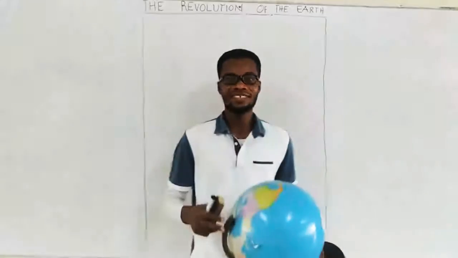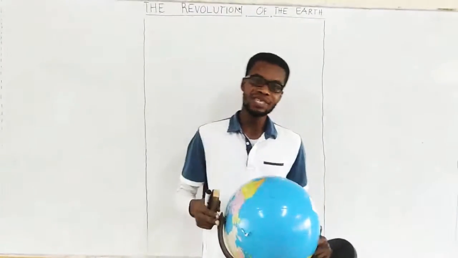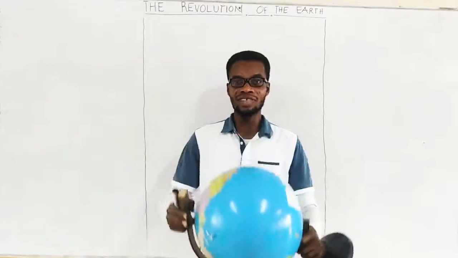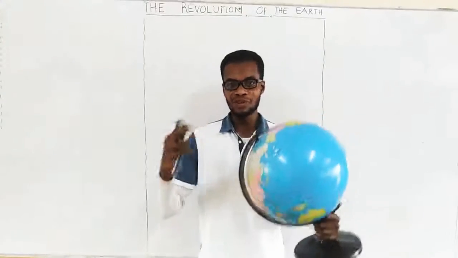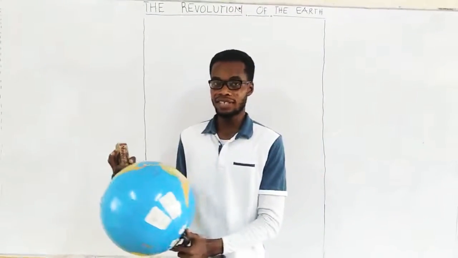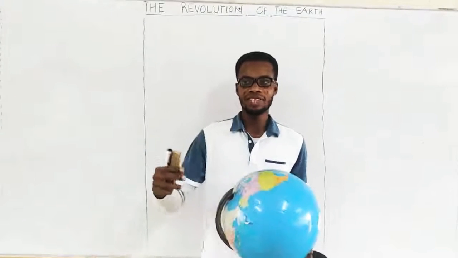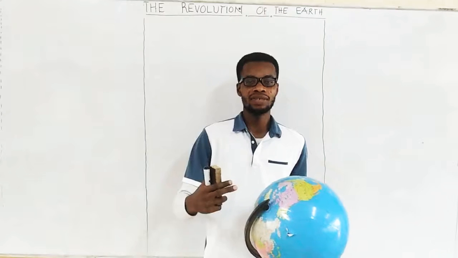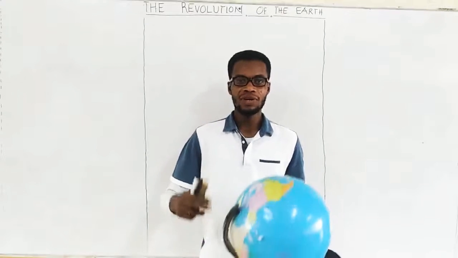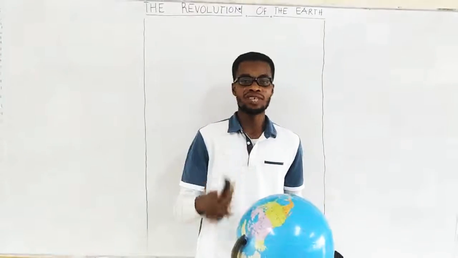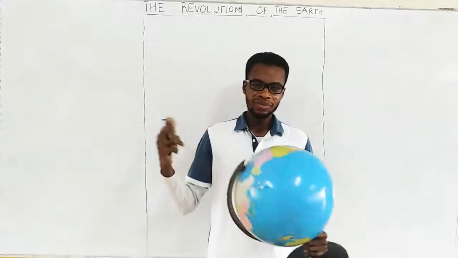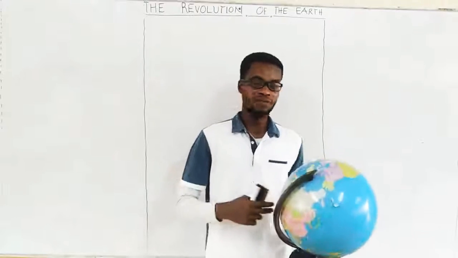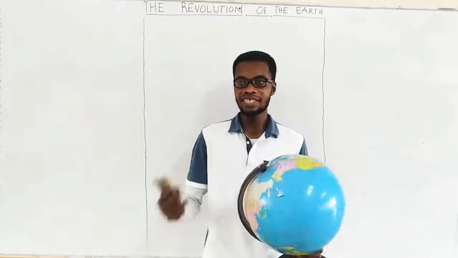Alright, so last lesson we talked about one of the major movements of the earth, and that was the rotation of the earth. Today we are here with another presentation where I'll be teaching you the revolution of the earth. Like I stated in the last lesson, the revolution is deeper than the rotation, because this one takes 365 and a quarter days to complete one revolution. So we saw rotation, the movement of the earth from west to east on its axis, causing day and night.